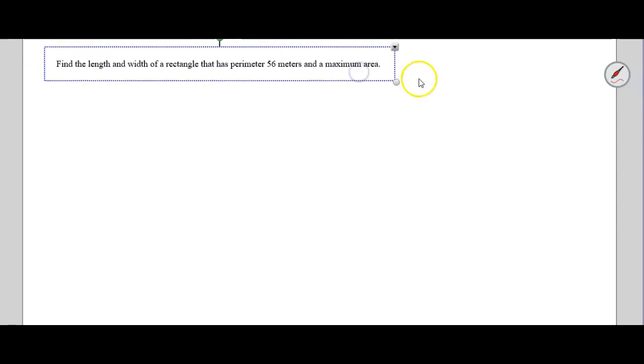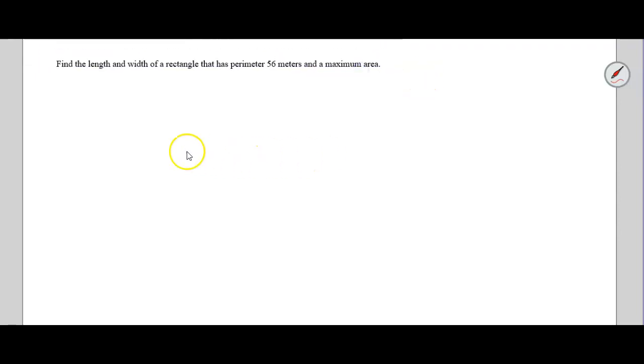This problem right here, I'm going to show you what it says. It said, find the length and the width of a rectangle that has a perimeter of 56. Remember with these rectangles, it helps to draw the picture.